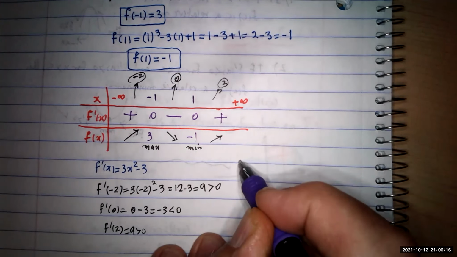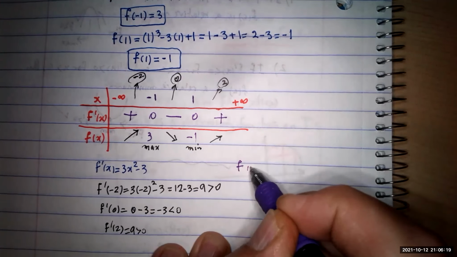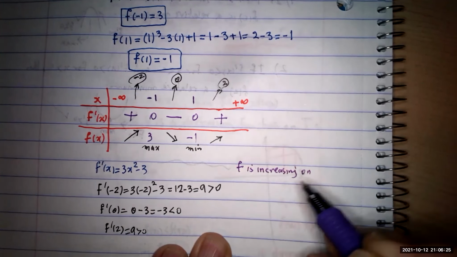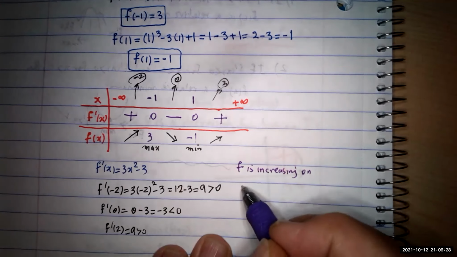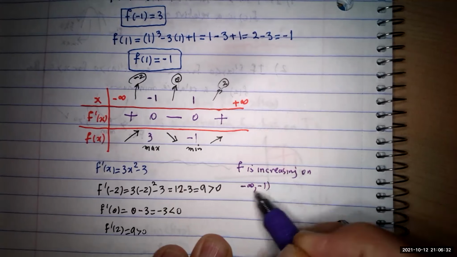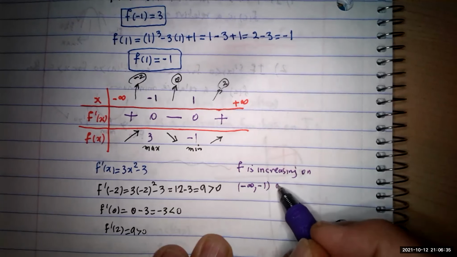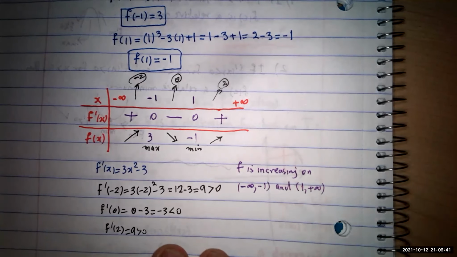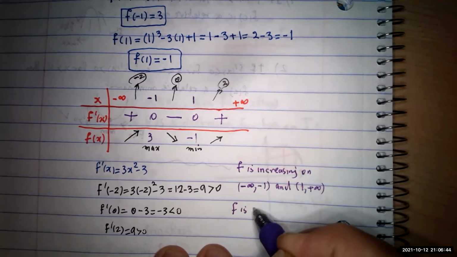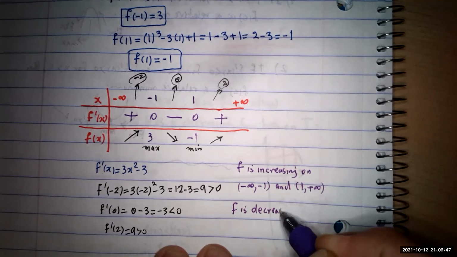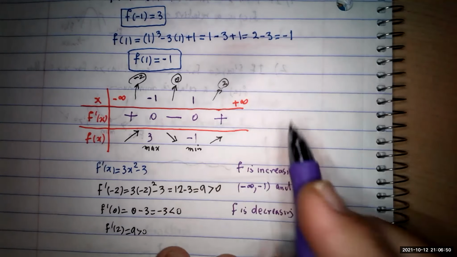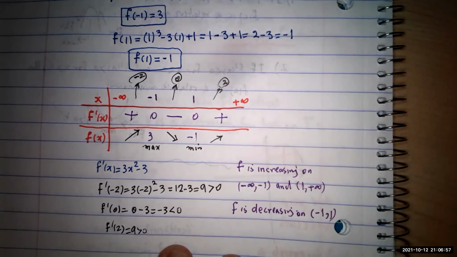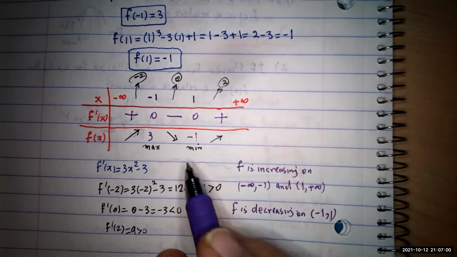So the conclusion is going to be: f is increasing on these intervals, on negative infinity to negative 1, and 1 to positive infinity. That's increasing. F is decreasing, okay, where? Decreasing on negative 1 to 1.